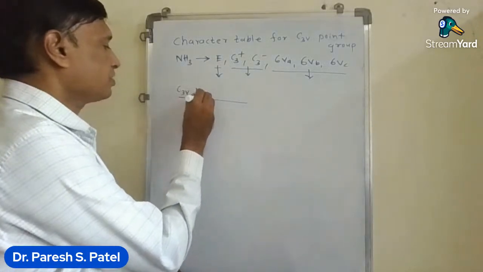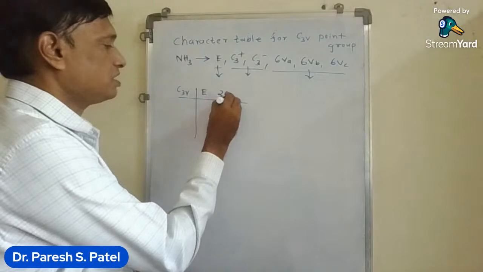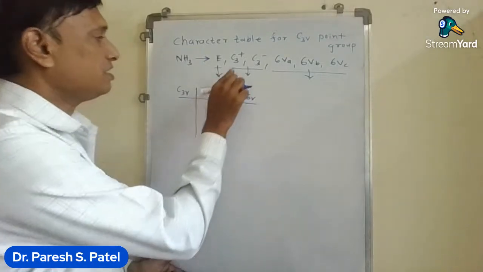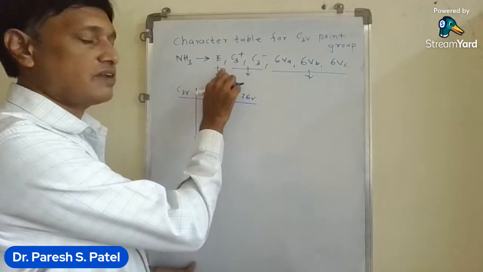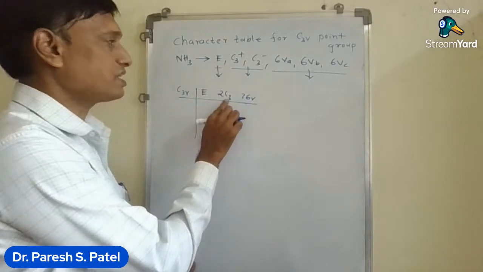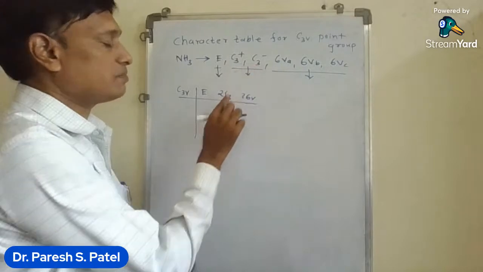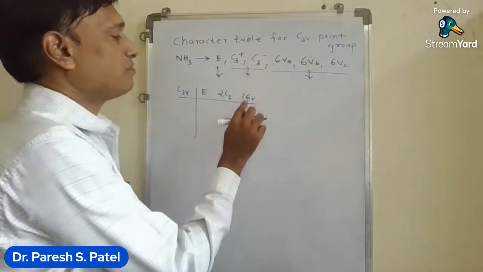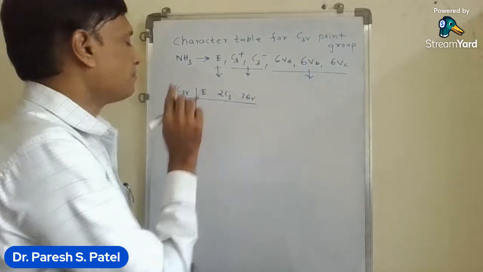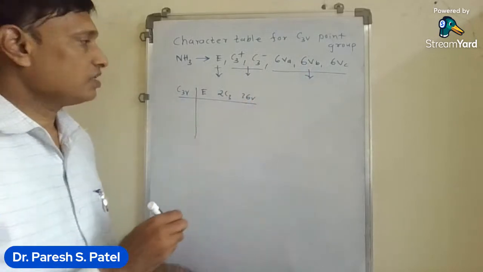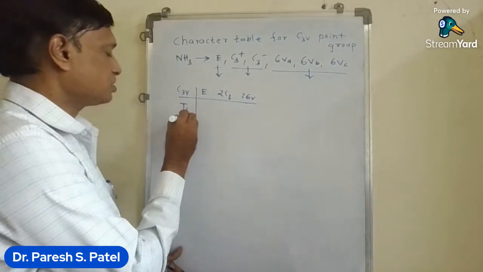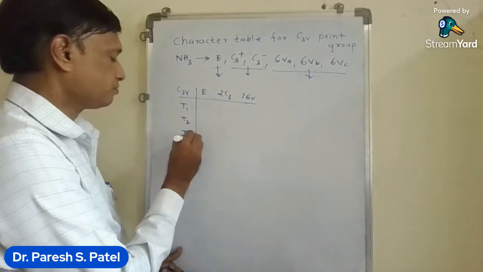C3v: E, 2C3, 3 sigma v. E is single, E itself is conjugate to itself to form an individual class. C3 plus and C3 minus are conjugate to each other to form a combined class, and 3 sigma v are conjugate to one another to form a combined class. Now, the number of classes is equal to 3. It means the number of irreducible representations should be equal to 3.